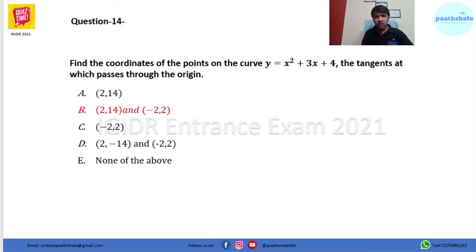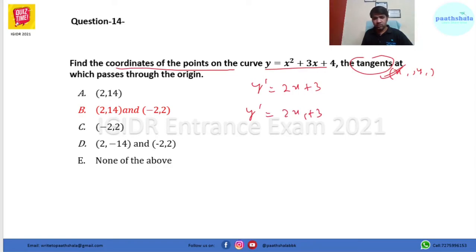Here in this question they are asking about the coordinates of the point on the curve. This is the given curve, and they are talking about the tangents. So we are going to get 2 points, okay, which are passing through the origin. So first, let's differentiate this function. So this will come out to be 2x plus 3. Now let's take the point x1 comma y1, at which we are getting the tangent. Okay, so at this point we'll get y dash equals 2x1 plus 3.